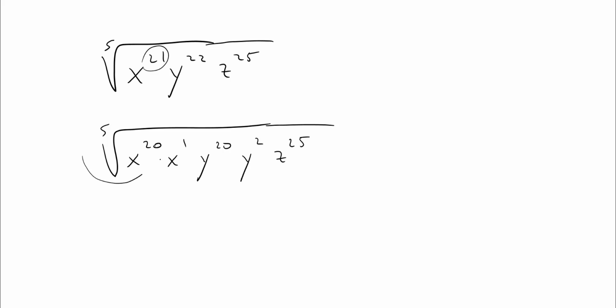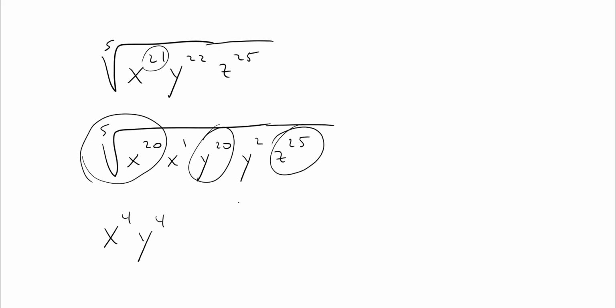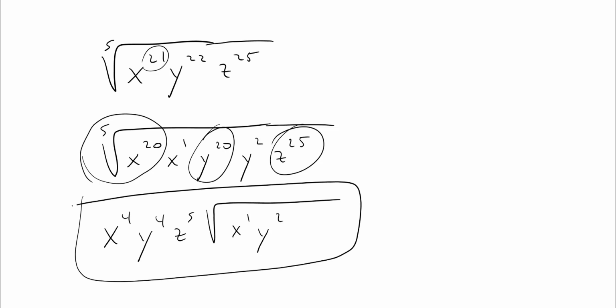So if I do that, the fifth root of x to the 20th is x to the 4th. The fifth root of y to the 20th is y to the 4th. And the fifth root of z to the 25th is z to the 5th. And then you put the leftovers on the inside. So there's still an x to the 1 left over. There's still a y squared left over. And there's no z left over. So this is my final answer. Okay? So you just get the hang of it. It's really not difficult, but you got to practice it, guys.